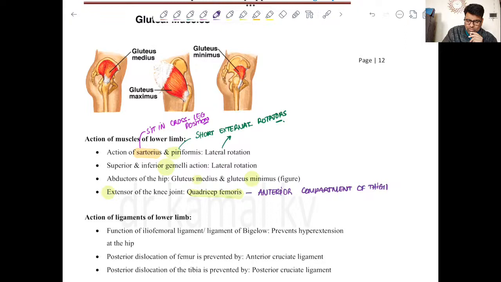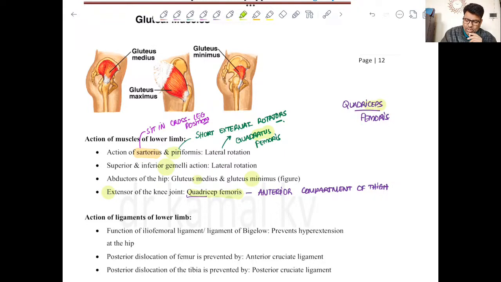And the term is quadriceps. Now, what are the four components in quadriceps? Here, this short external is quadratus femoris. Clear? And this muscle is quadriceps femoris. So make sure you don't mix up quadratus, quadriceps.